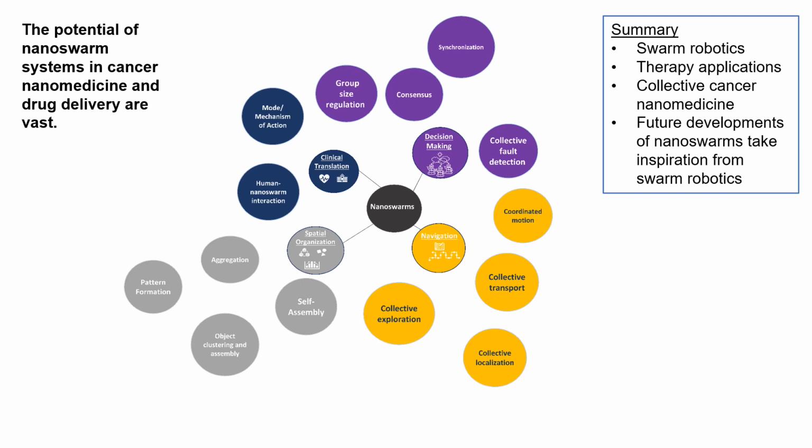So to summarise, we've discussed natural swarm systems and their behaviours inspired by these systems in swarm robotics. We then focused on nanorobots in cancer treatments and collective cancer nanomedicines. We finished by going through future developments of nanoswarms with a focus on drug delivery and nanoswarm behaviours inspired from swarm robotics. In later modules, we're going to discuss social, legal, and ethical issues that can arise with nanoswarm technology.